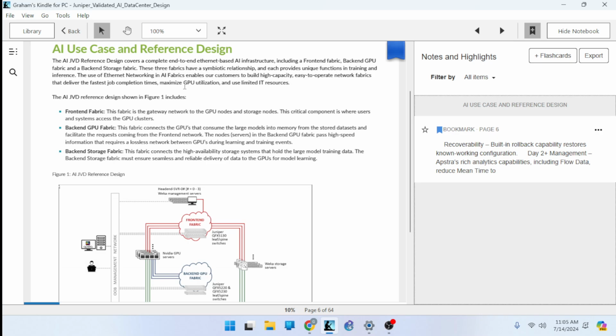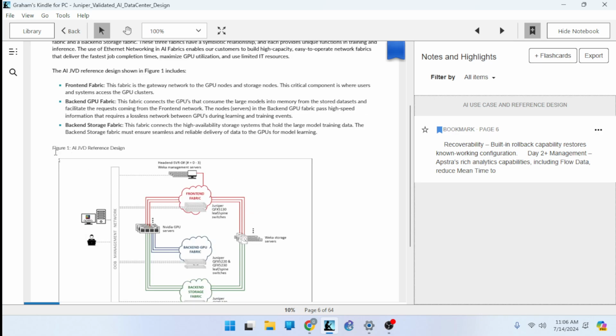The nodes, servers in the back-end GPU fabric pass high-speed information that requires a lossless network between GPUs during learning and training events. Back-end storage fabric. This fabric connects the high availability storage systems that hold the large model training data. The back-end storage fabric must ensure seamless and reliable delivery of data to the GPUs for model learning.